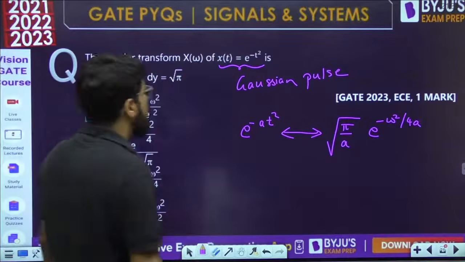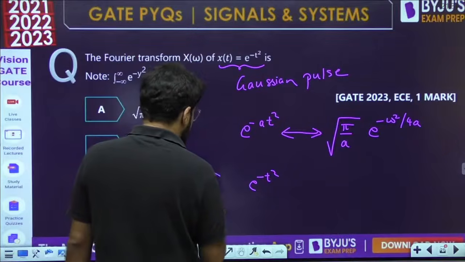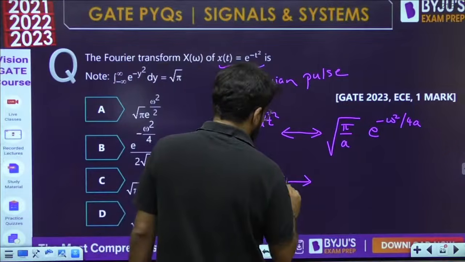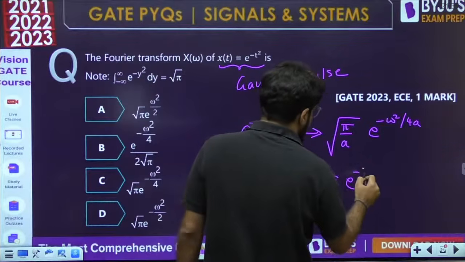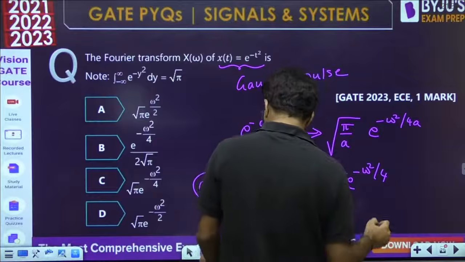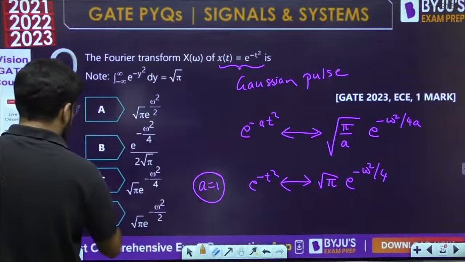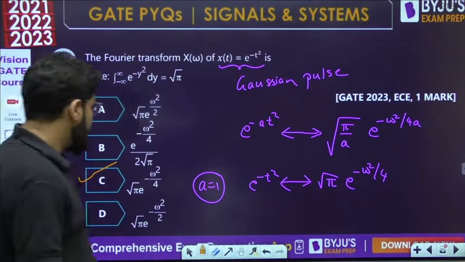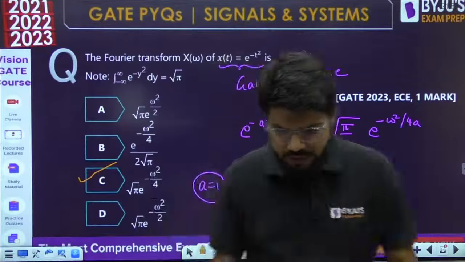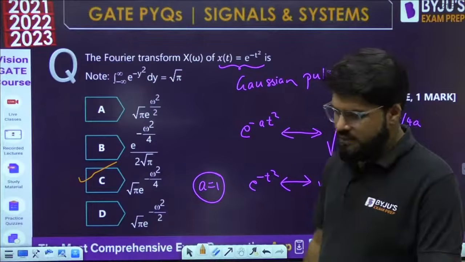So just apply the formula. If it is e power minus t square, that means I have to put a equal to 1. It should have the Fourier transform root over pi, a की जगह 1 रखा, e power minus omega square by 4. Tick mark the correct answer, go to the next. Root pi e raised to the power minus omega square by 4. Done hai?